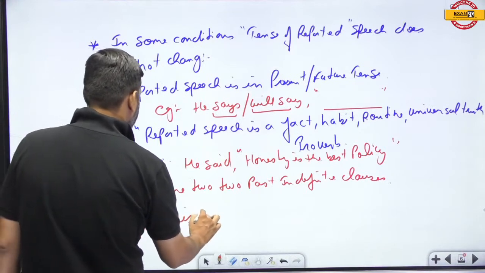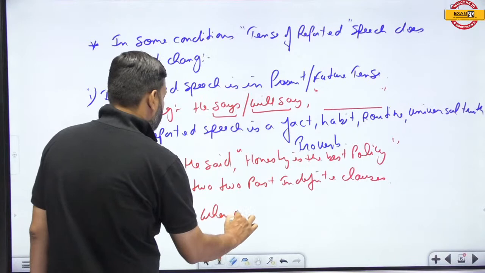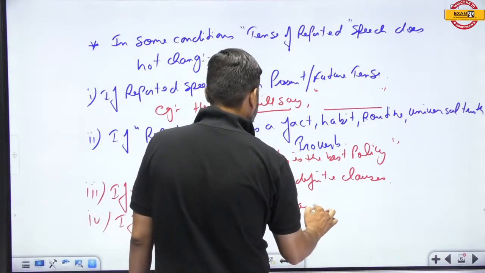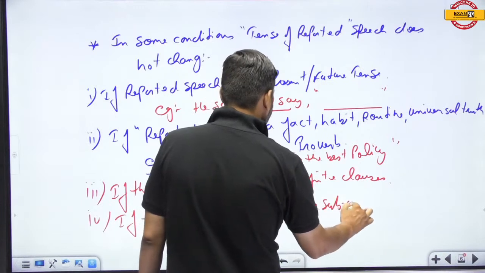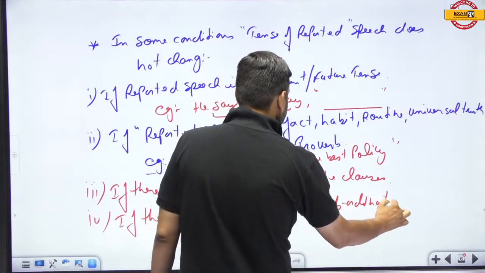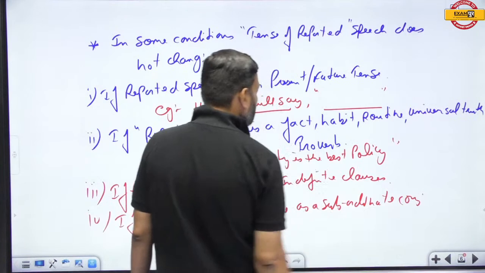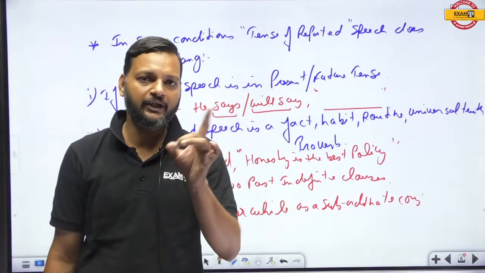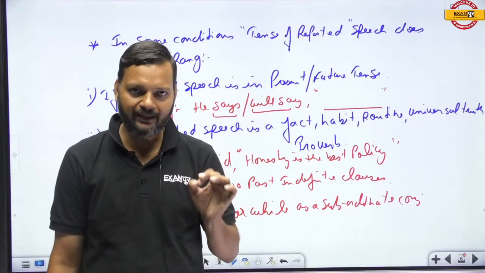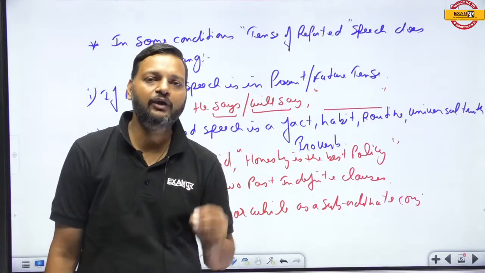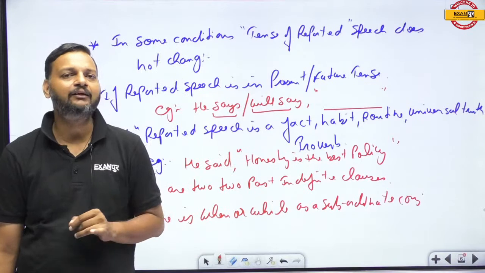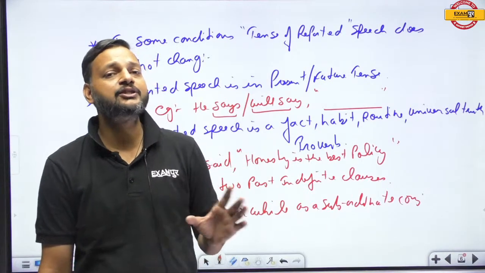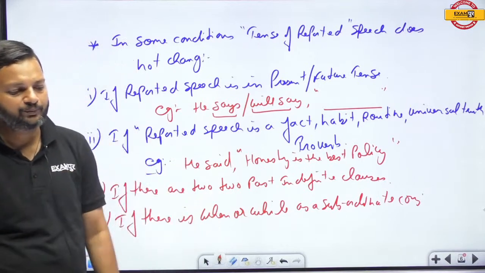if there is when or while as a subordinate conjunction. Okay, if there is when or while, not for an interrogative sentence, when as a subordinate conjunction. So if there is when or while as a subordinate conjunction, you cannot change the tense of a reported speech.